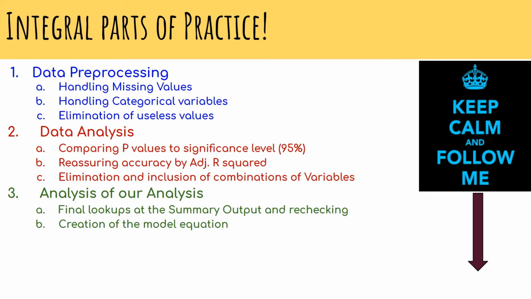Now let me tell you the three integral parts of implementing the multiple linear regression model. When we implemented the simple linear regression model, it was very simple. We did not have to handle missing data or do various data pre-processing steps, and we did not have to keep comparing our models again and again, because there was just one independent variable. But here in multiple linear regression, it's very different. The first thing we need to do is pre-process our data.